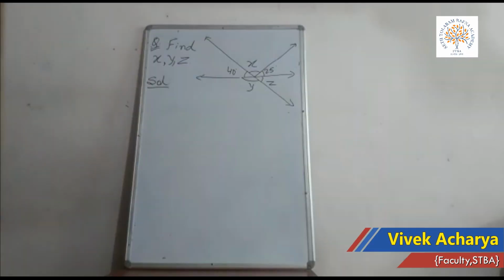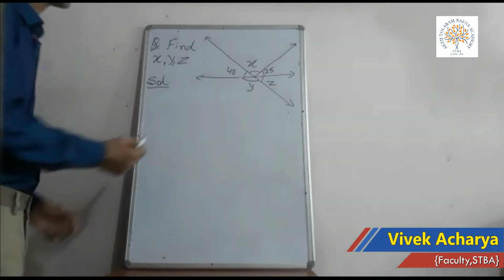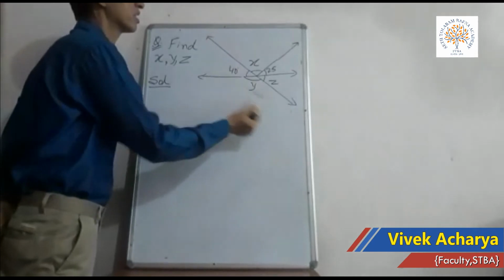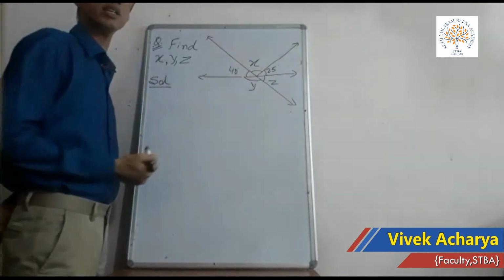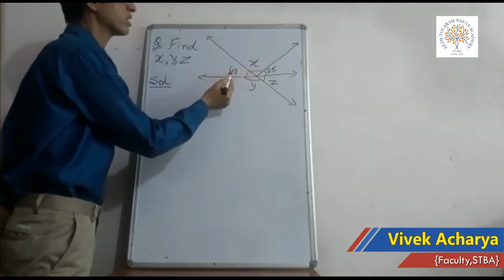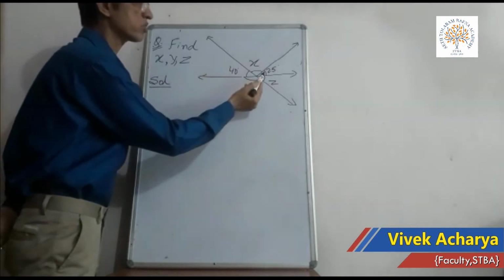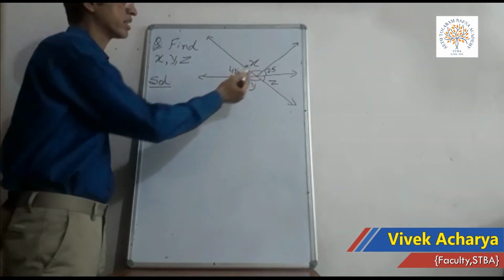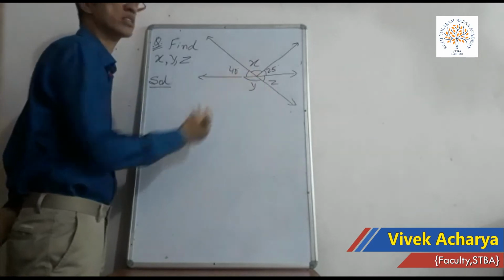So students, this is another question. You can see on the board a figure is given to you and you have to find some angles x, y and z. Children, as you can see in the figure, two lines are crossing each other and one ray is there. This one is 40 degrees, this one is 25 degrees, and this one is x, this one y and this one z, and we have to find x, y and z.